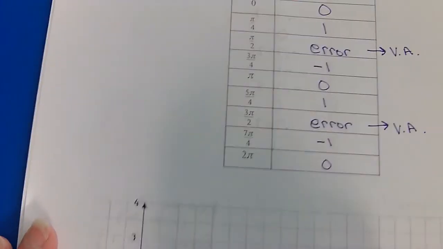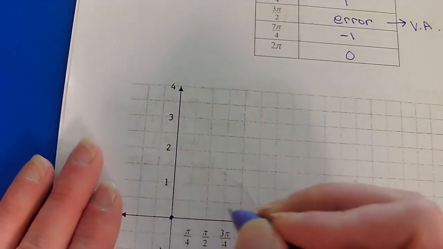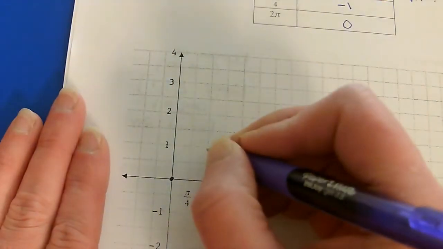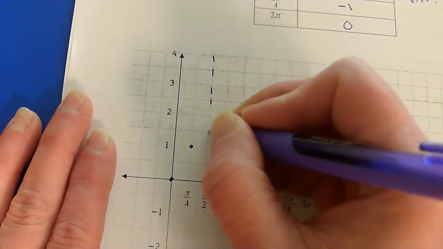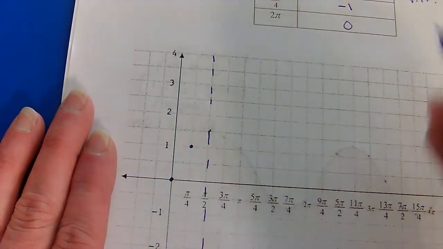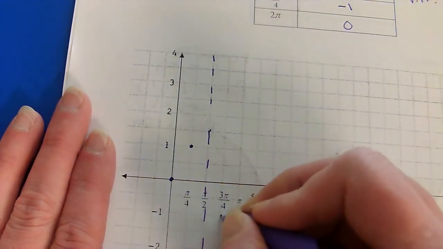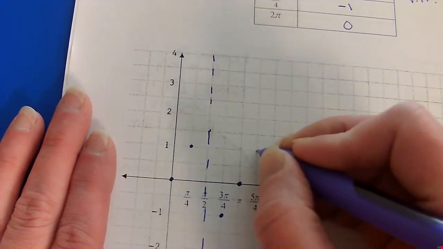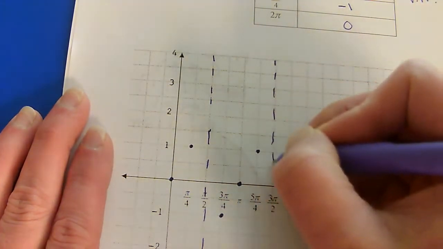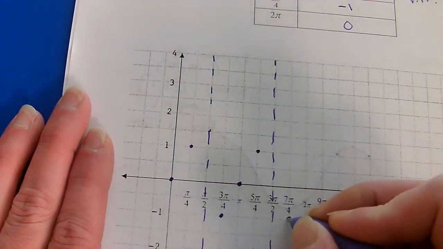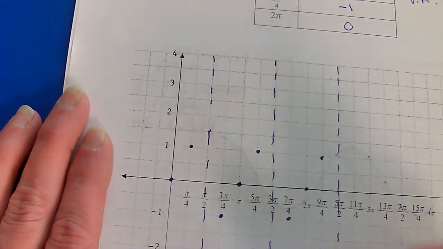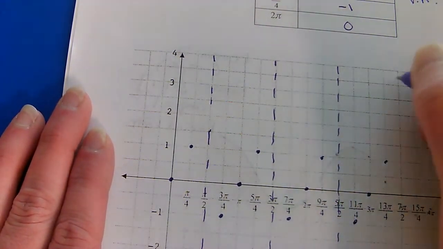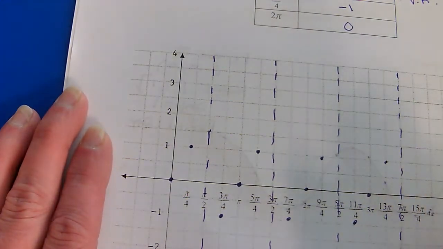Interesting. Okay, so 0 was at 0. Pi over 4 was at 1. And at pi over 2, I have this vertical asymptote. It's separating each of these little squiggles. Then at 3 pi over 4, it's at negative 1, then 0, then 1, and then another vertical asymptote. Negative 1, 0, 1, vertical asymptote. Negative 1, 0, 1, vertical asymptote.